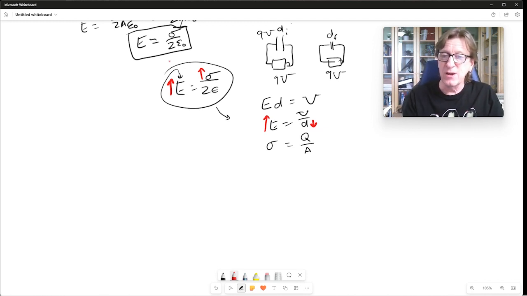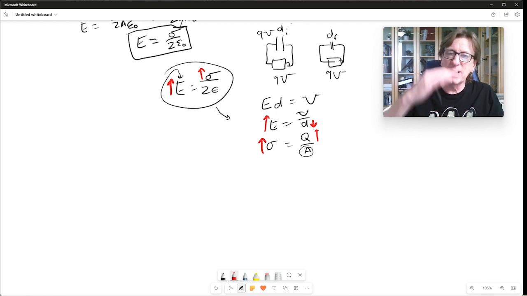However, the area is constant. If I look at this part right here, the area is still constant. So that hasn't changed. If the area charge density has gone up, what has to happen to the total charge stored on the plate? It's got to increase as well, because those are directly proportional. So let's walk back through that.